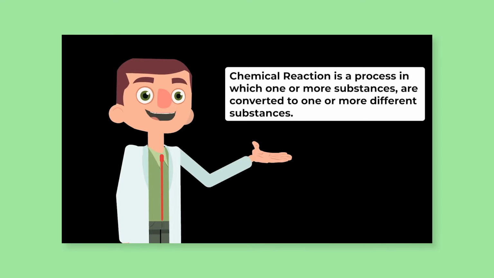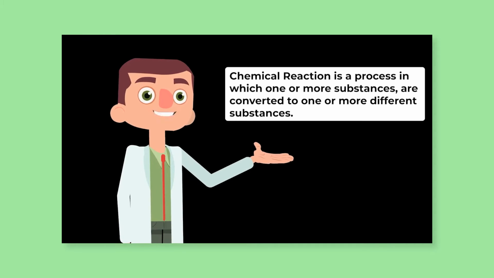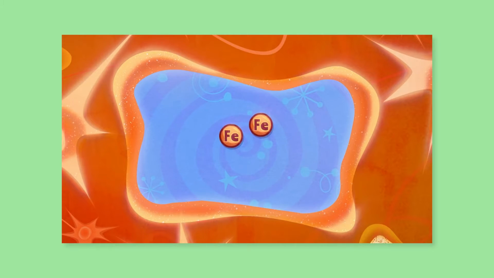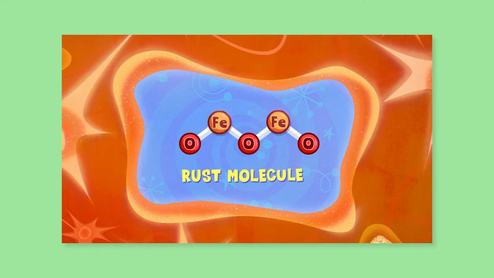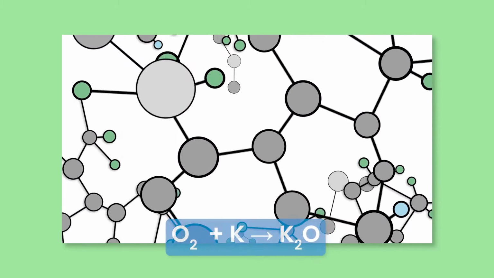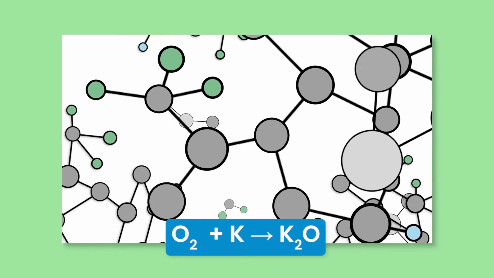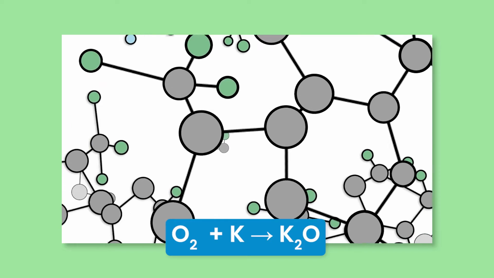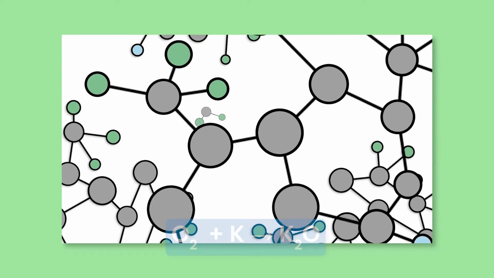Chemical reaction is a process in which one or more substances are converted to one or more different substances. This transformation of a chemical substance leads to the formation of a completely different substance which has different properties than the original substance. For example, oxygen and potassium reacts to form potassium oxide. So in a chemical reaction, a chemical change takes place.